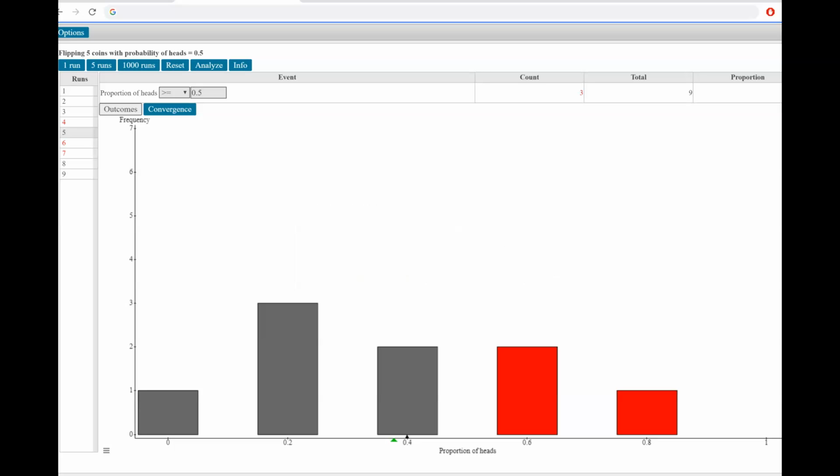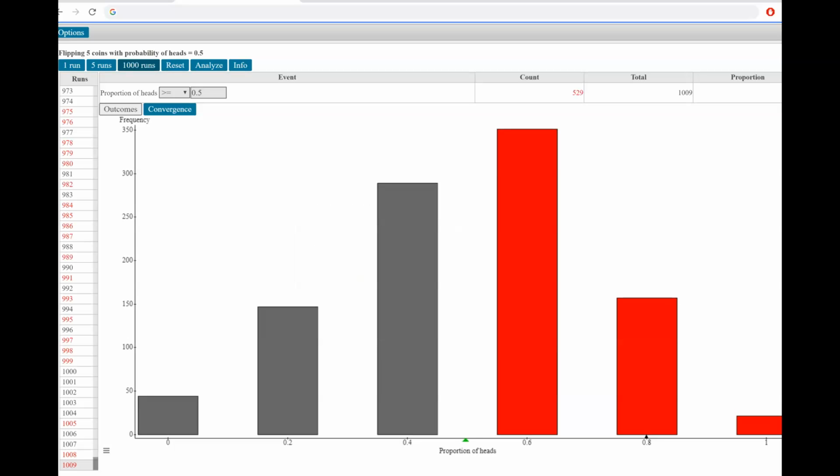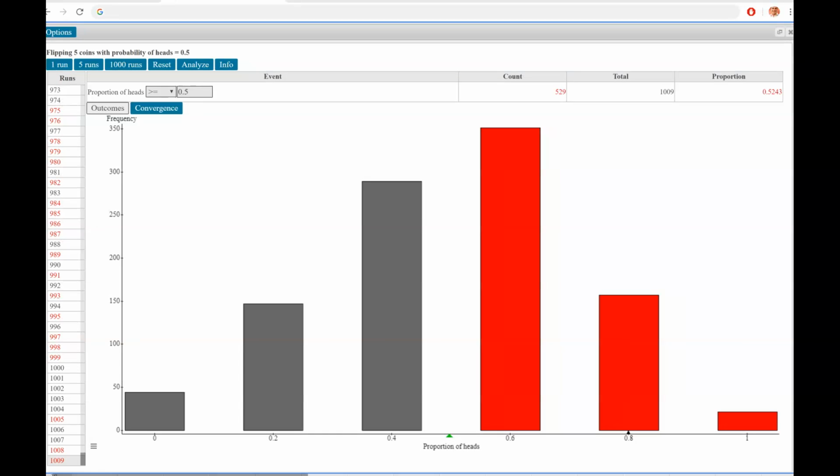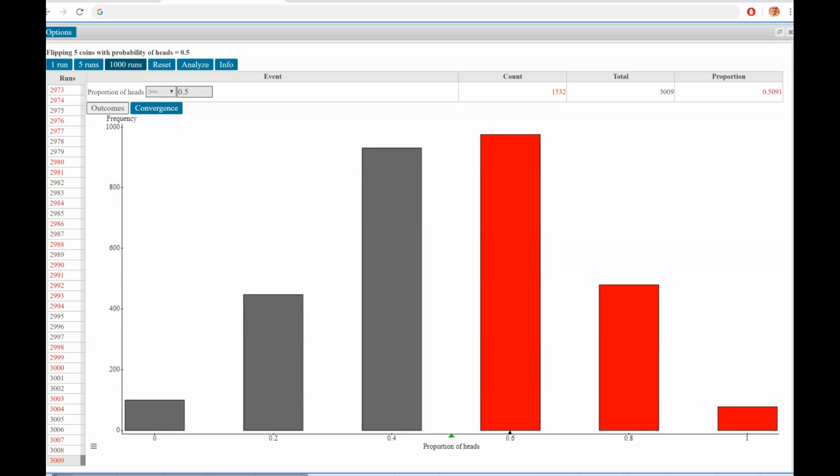So let's just make this a little faster. Okay, so let's just do this 1,000 times. You can see a little bit of normality here. Towards the center, you tend to have 0.4 and 0.6 a little bit more often. And I can do this as many times as I want to. So what you see is kind of like this normal curve. Not quite exactly normal, maybe a little bit, but you can see this normal curve.